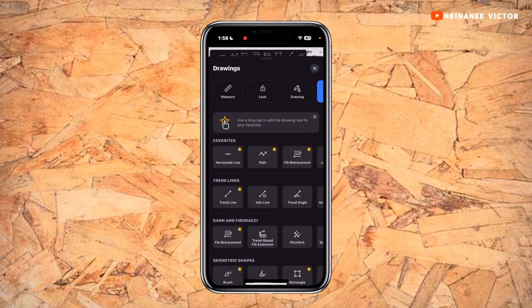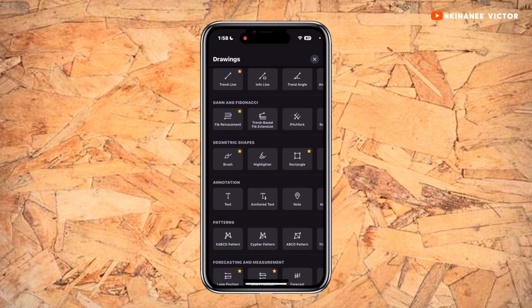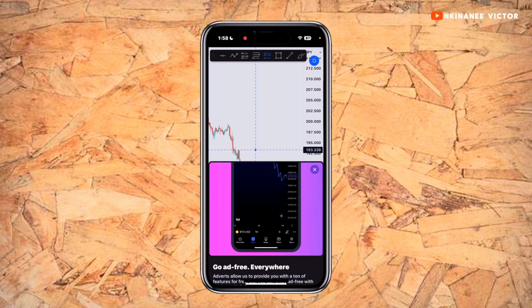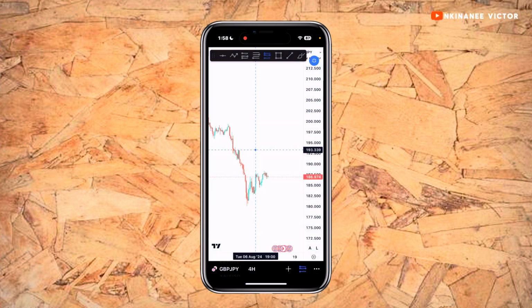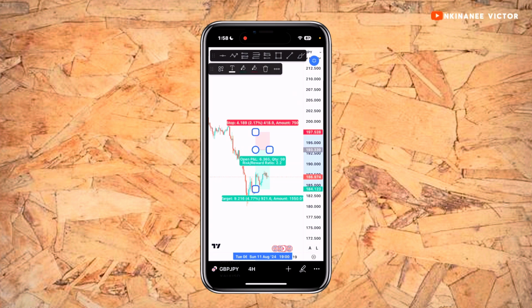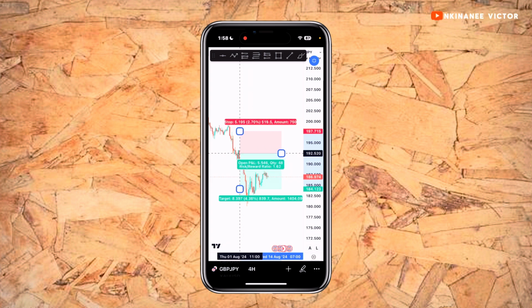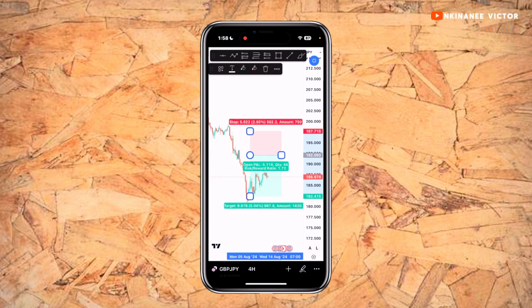And the next is the short position. Basically, the long position is for buy setups, while the short position is for sell setups. So let's take a look at the short position. You can see the green is on the downside, while the red is on the upside. Also, you can customize this to whatever color you want, but naturally people use red and green because red signifies danger, which is stop loss, and green signifies go, which is take profit.